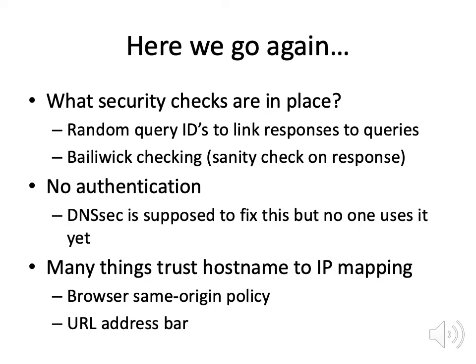Furthermore, there are lots of things that trust the host name to IP mapping. When a browser connects to a server, we use the host IP mapping for the same origin policy, because we assume that the DNS lookup will go to the right servers. So if we have some way of poisoning DNS, we can get your browser to go to a machine under an attacker's control, thinking that it's the same origin, but it's actually something else. The URL in the address bar also shows a domain name, not the IP address, so you have to trust that DNS is returning the correct IP address.